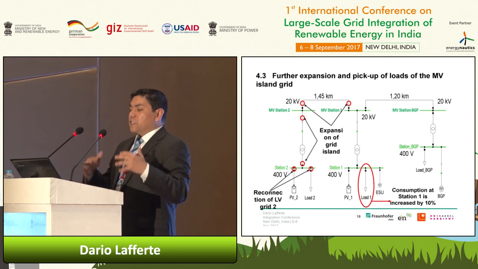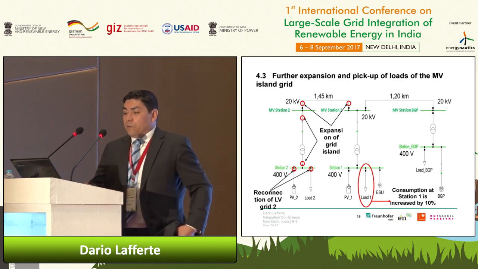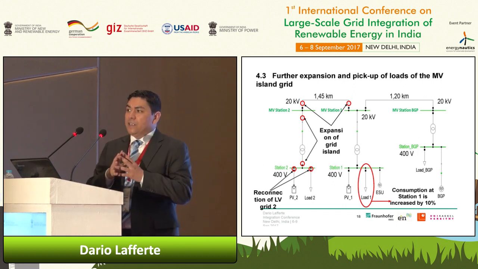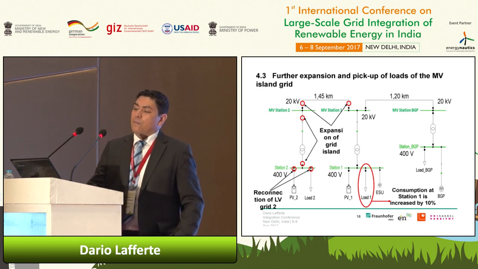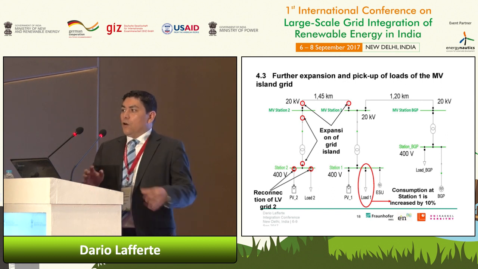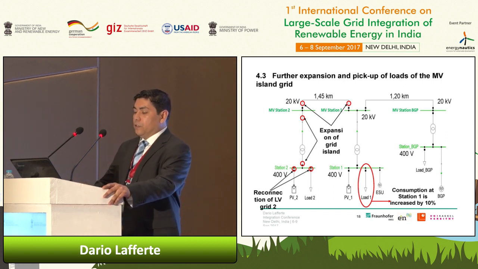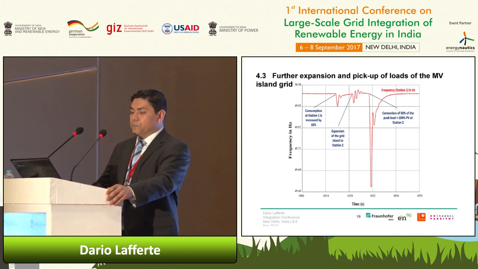After that, we have a further expansion and pickup of loads of this medium voltage grid island. We reconnect. At first, we have an increase in the consumption at substation 1. After that, we reconnect a medium voltage line with a transformer at substation 2. And the third step is the reconnection of the feeders of this low voltage grid in order to have consumption and distributed generation.